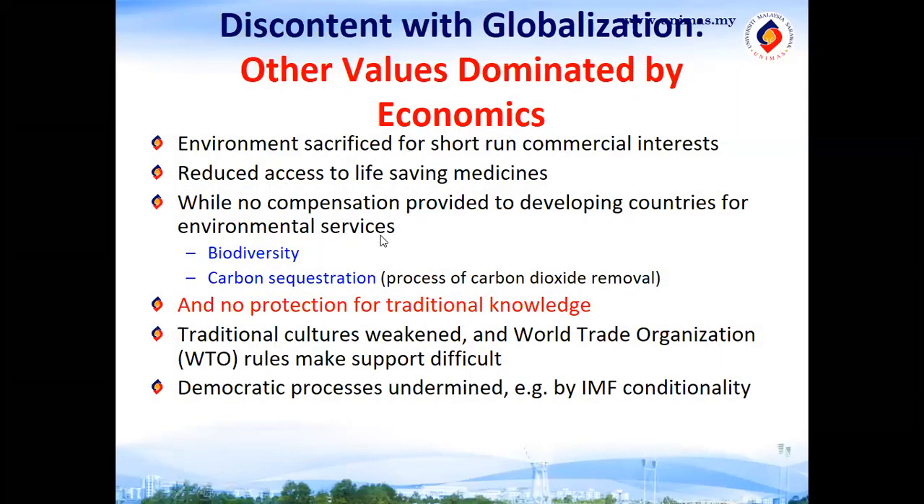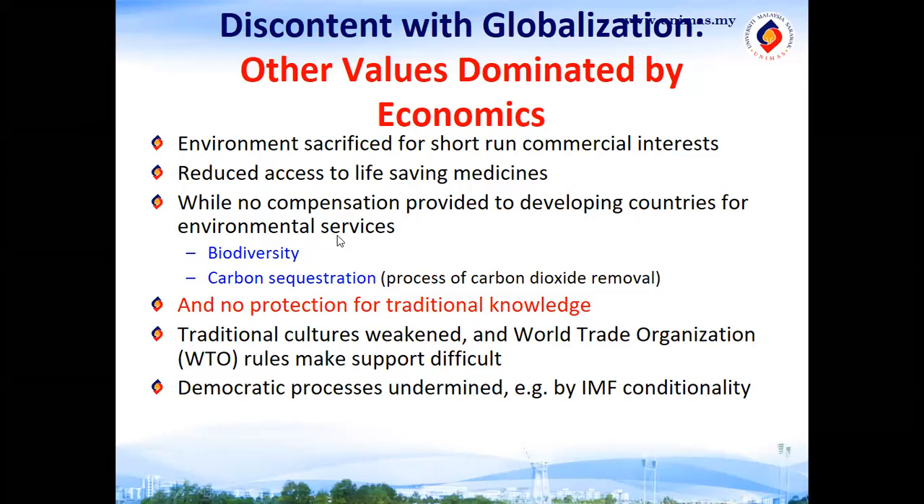Okay, so other values are dominated by economics, for example, the environment sacrificed for short-term commercial interest, for example, the interest to gain profit in a short period at the expense of the environment, and also reduced access to life-saving medicines among developing countries. Also, no compensation is provided to developing countries for environmental services. I mean, when we follow their suggestions from the developed countries, we're not being compensated for that. They're happy if we do it. If we don't do it, they will be angry. But if we do it, there's no compensation.